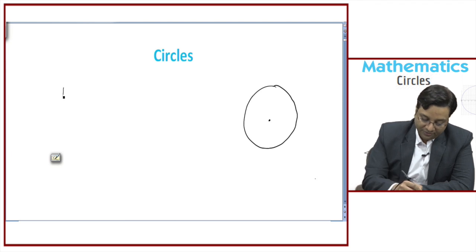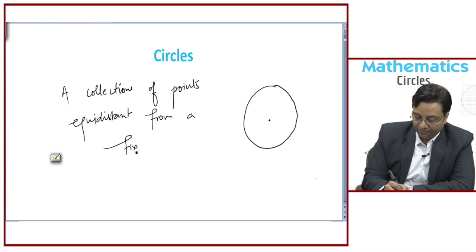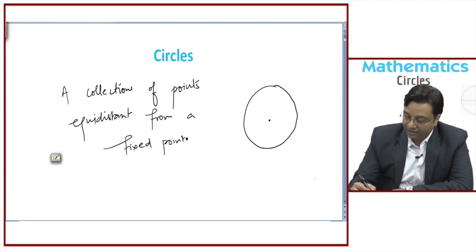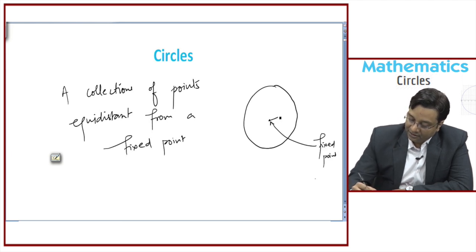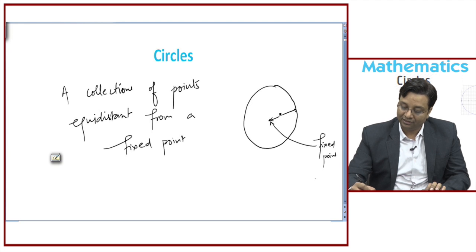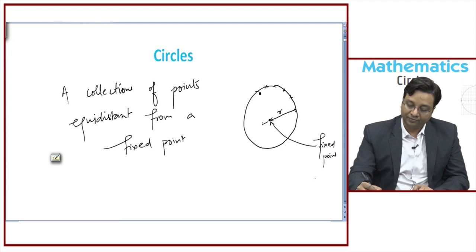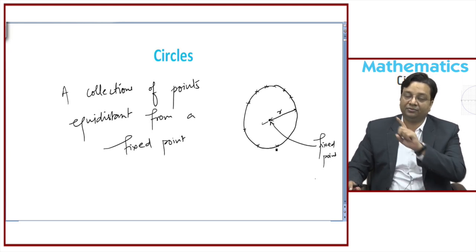It is a collection of points equidistant from a fixed point. Okay, what do I mean here is, let us say this is the fixed point, and this is the distance that I'm talking about. Let us name this distance as r. If I want to find all the points which are at distance r from this fixed point, I'll get these points, right? So this is the definition, a collection of points equidistant from a fixed point.